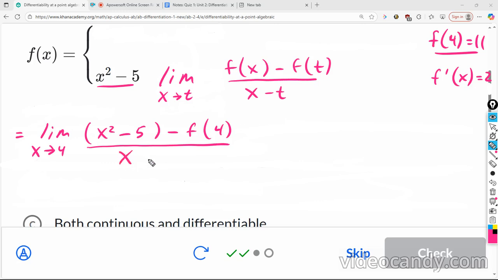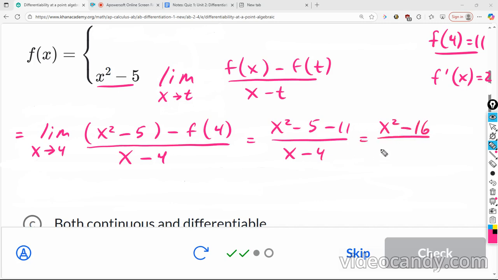All right, we're subbing in 4 in place of t. So we have x squared minus 5. We subbed in 4 in the first part. That was 4 squared minus 5. We said that was 11. So it's going to be minus 11 divided by x minus 4. All right, negative 5. We have x squared. Negative 5 minus 11 is negative 16. That's divided by x minus 4.